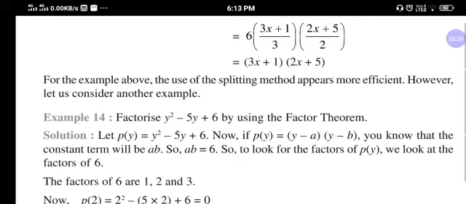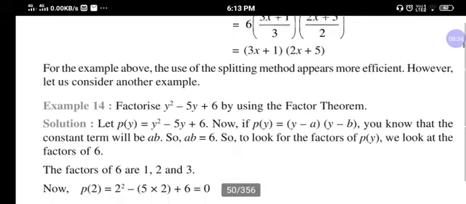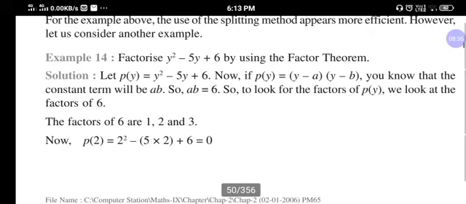Factorize y square minus 5y plus 6 by using the factor theorem. Then p of y is y minus a into y minus b, like this type of a constant factor. You know that the constant term will be ab, so ab is equal to 6. So to look for the factors of p of y, we look at the factors of 6. So 1, 2 and 3.